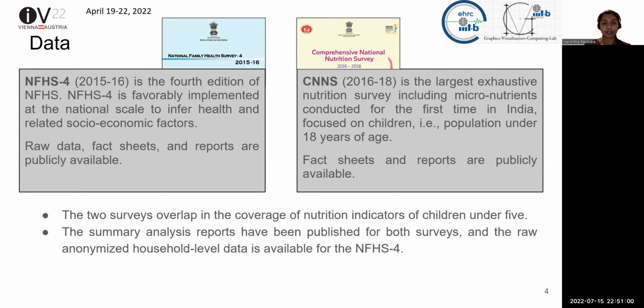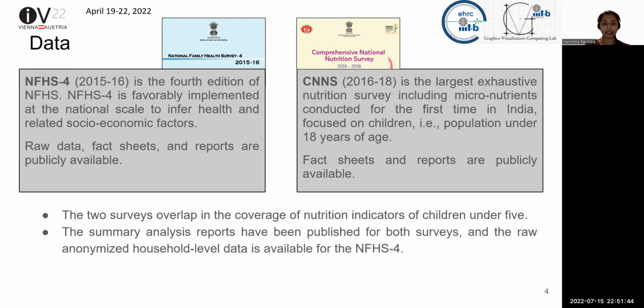We have used data from the large-scale National Population Health Survey in India, namely NFHS4 and CNNS. NFHS4, implemented during 2015-16, provides information on population, health, and nutrition for men, women, and children under 5 for all states and union territories in India. CNNS, implemented during 2016-18, is the largest exhaustive nutrition survey including micronutrients focused on all children under 18 years of age. Both surveys overlap in the coverage of nutrition indicators of children under 5.